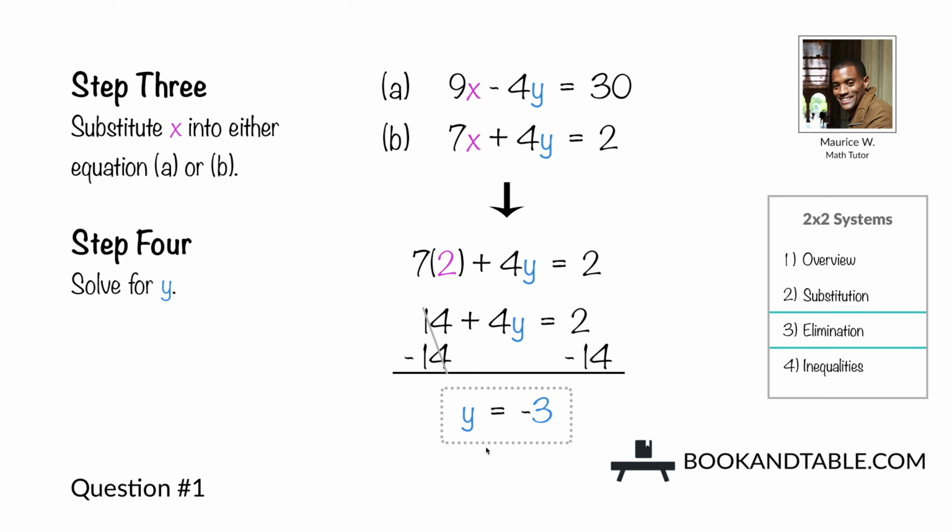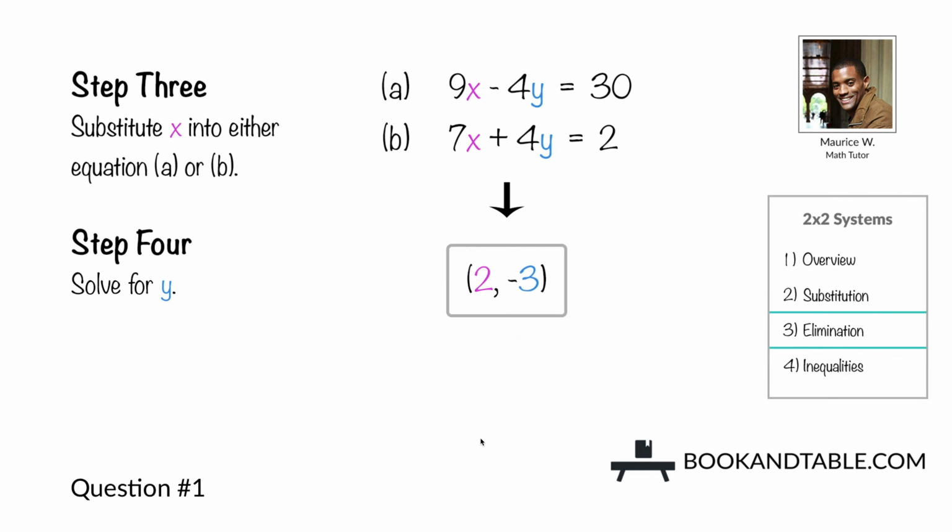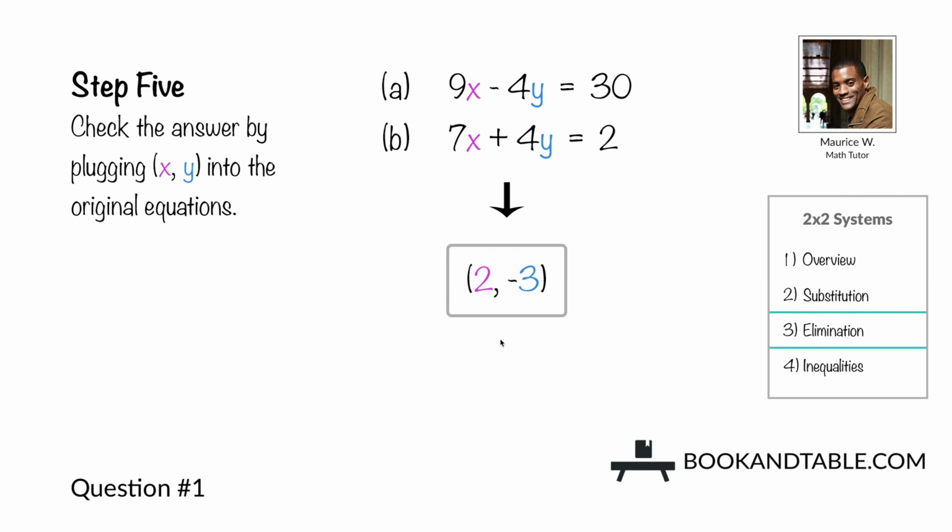So we get negative 3 if you plug x is equal to 2 into equation A or B. You'll get the same value for y. So the solution to question number 1 is x is equal to 2 and y is equal to negative 3. And step 5, check the answer by plugging 2, negative 3 into the original equations to confirm that they work for both equations.